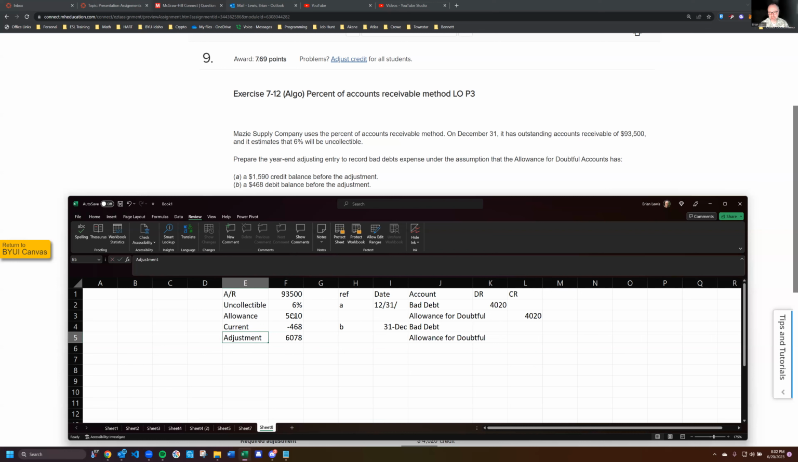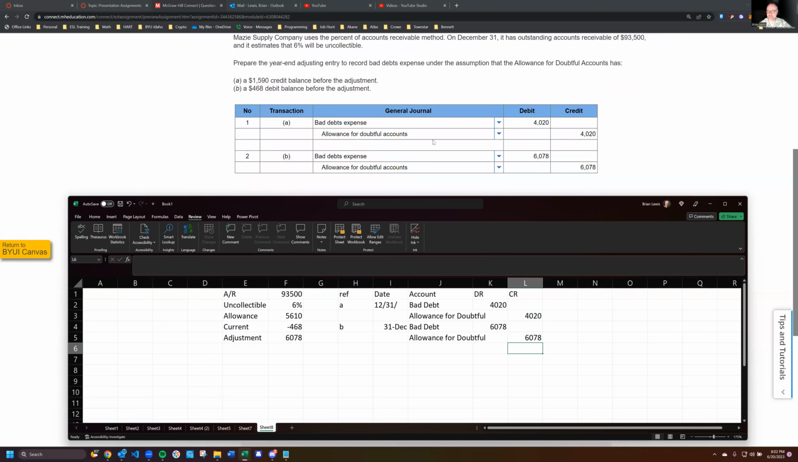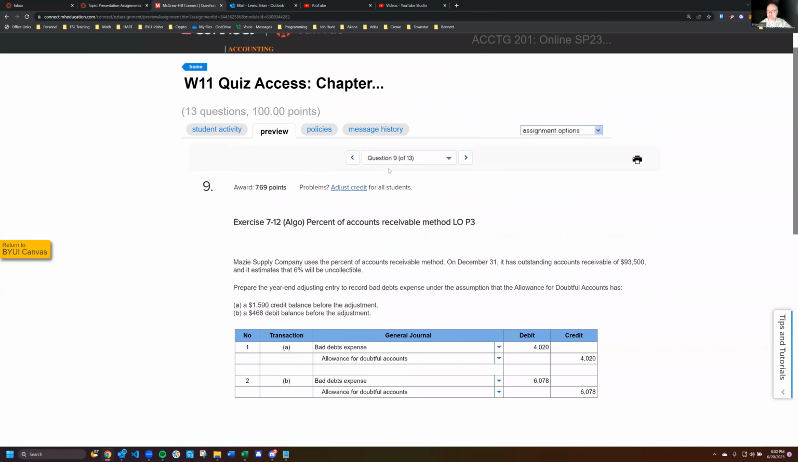Okay. So because you take 5,610 as your allowance, and you need to correct for the amount that was over written off from the allowance before, you have to make that up and still have an allowance of 5,610. So your entry is going to be bad debt of 6,078 and 6,078. Now let's double check that. 4,020 and 6,078. Fair enough. Okay, I'm not going to do 10.